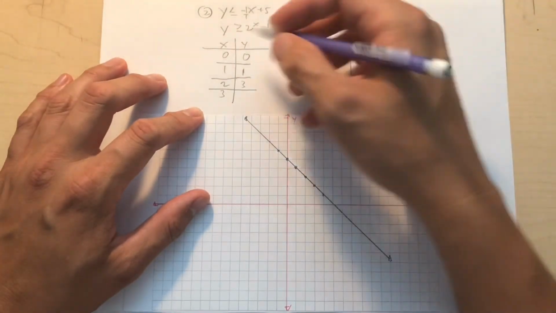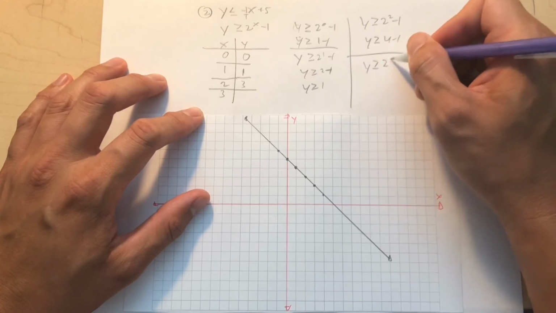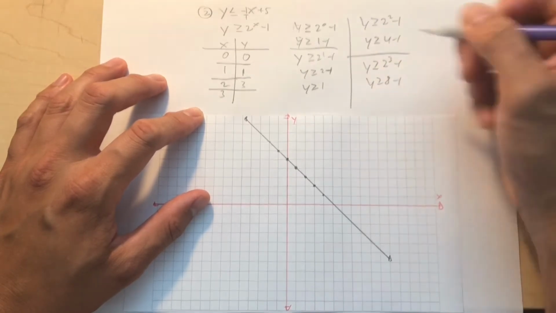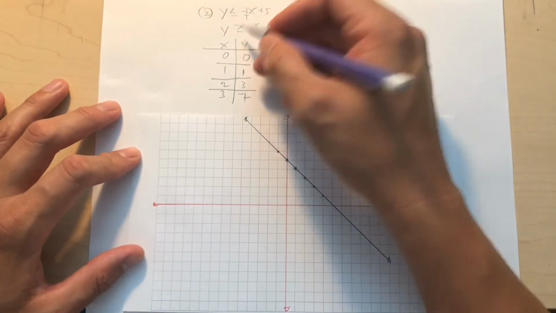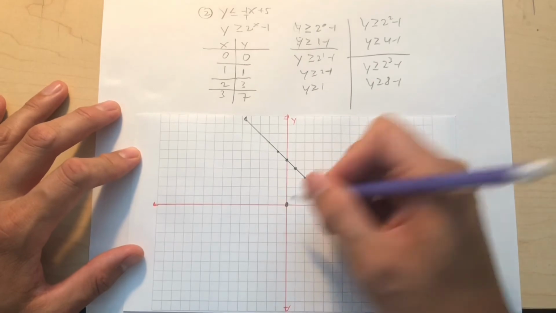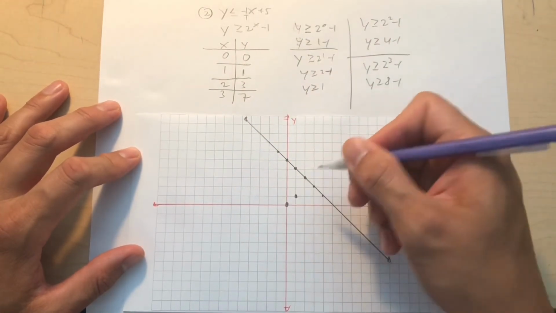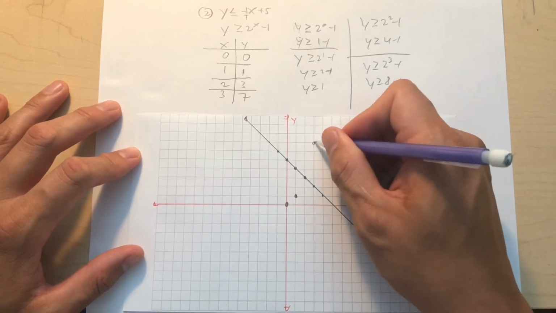Last one, plug in 3 in there, so y is greater than or equal to 2 to the third power minus 1, y is greater than or equal to 8 minus 1, which is 7. All right, let's graph this one again. Nice solid line because there's an equal sign, 0, 0, 1 and 1, 2 and then 3, and 3 and 1, 2, 3, 4, 5, 6, 7, right over here.